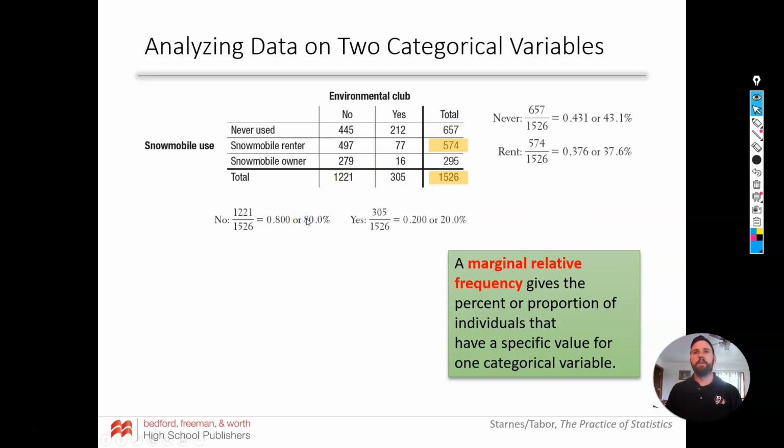Or no, I'm sorry. Marginal relative, you're looking at one specific. I'm thinking of joint relative. I'm saving it. I'm sorry, guys. Everything I just have is for joint relative. I got ahead of myself in my notes.